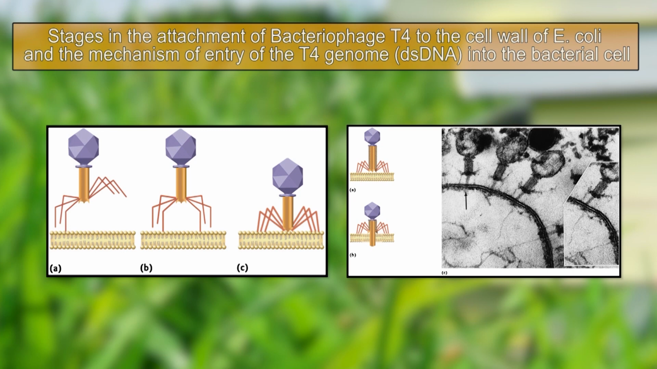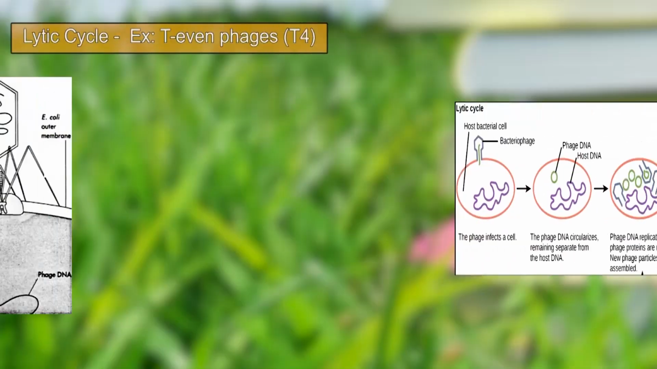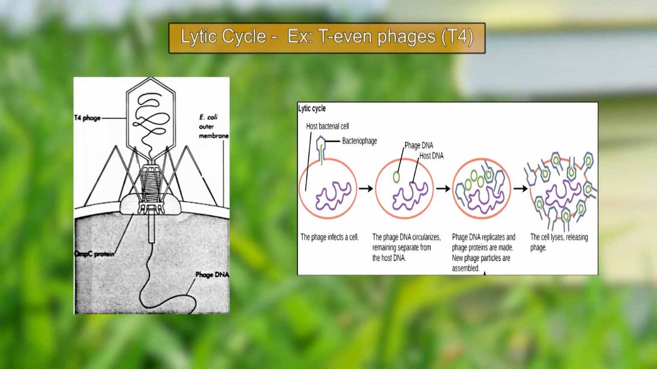Now, interestingly, these bacteriophages follow two modes of replication. One is lytic, another is lysogenic. So to describe the lytic cycle, let us take the example of this T4 phage only. Now the lytic cycle is followed by virulent phages or lytic phages. The T4 phage first attaches itself to the host cell surface, delivers its genome, and the phage DNA circularizes once within the host cell and is separated from the bacterial chromosome.